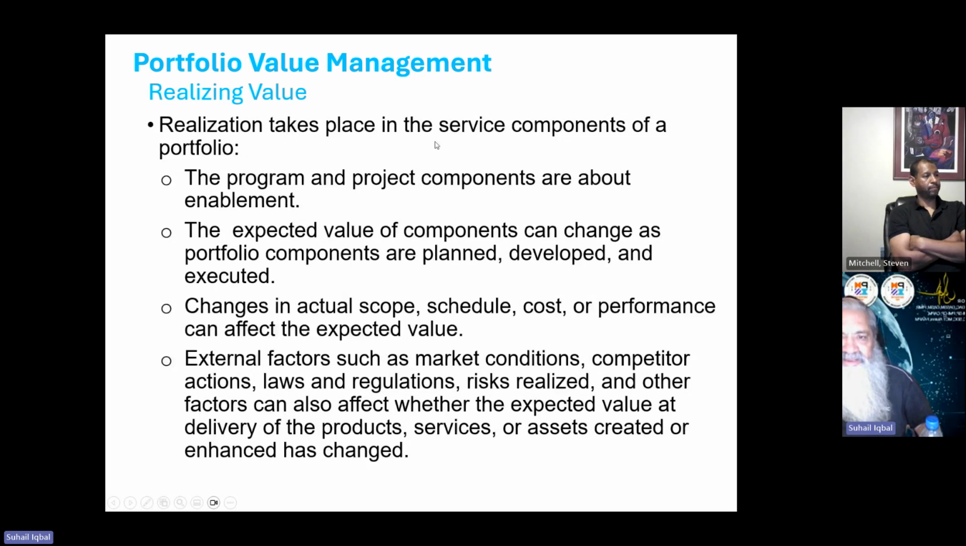Realization takes place in the service components of a portfolio. Program and project components are about enablement. Naturally, they have to be enabled. The expected value of a component can change as portfolio components are planned, developed, and executed. Now, this is very interesting. While new components are being planned, developed and executed, a component which is ongoing, the expected value of that component can be changed on the run.